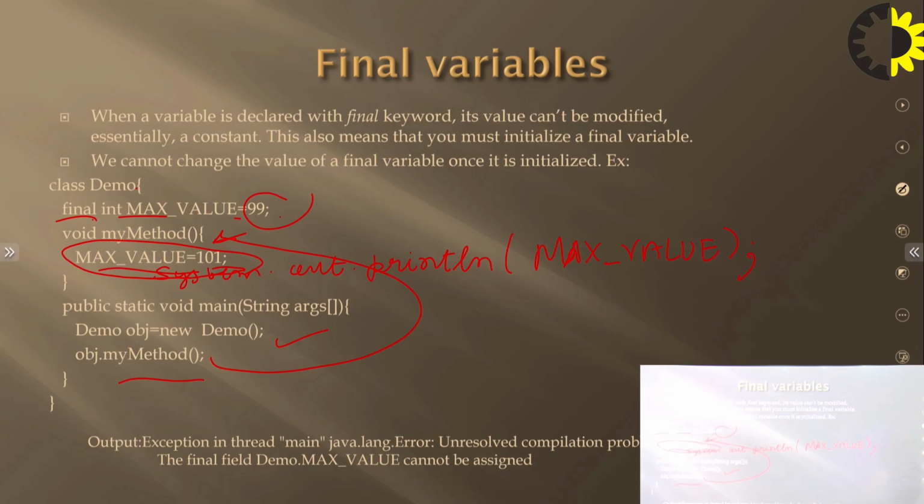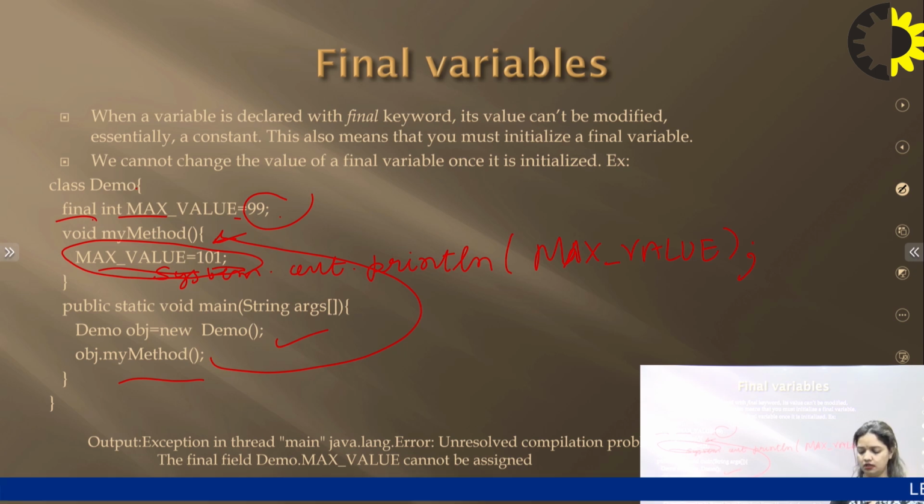The exception is in thread main java.lang.Error: unresolved compilation problem. The final field demo.max underscore value cannot be assigned again. Once its value is 99, it cannot be reassigned to be 101. So that is the use of our final variable.